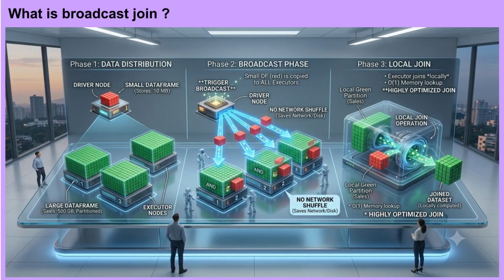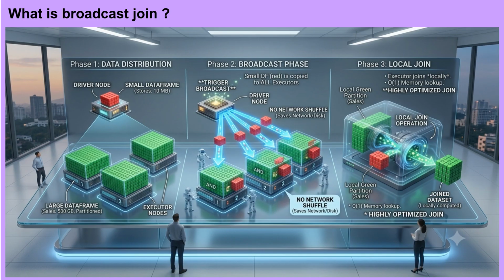When it happens, Spark does this automatically if the small data frame size is under a threshold, controlled by Python. Spark.conf.get, spark.sql.autoBroadcastJoinThreshold. Default 10 megabytes. You can also force it explicitly. Python. From pyspark.sql.functions, import broadcast. Result equals large_df.join, broadcast small df, on ID, how inner.